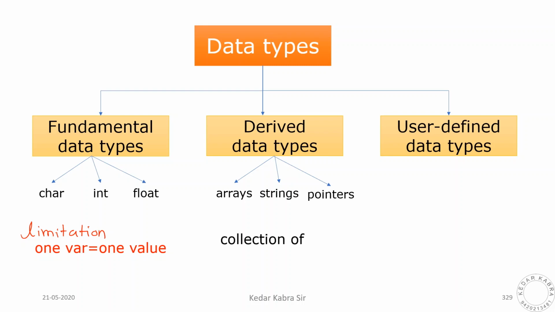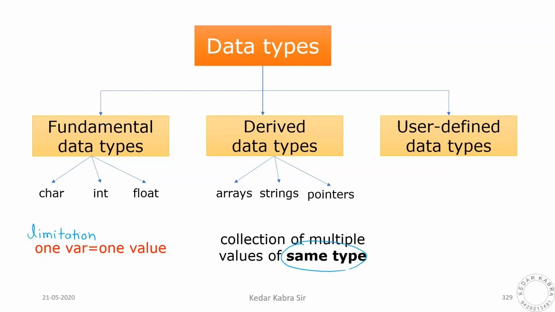Array is collection of multiple values of same data type. But again, array has one main limitation here. It can store values of same type only. That means suppose we have declared an array of 10 integers, then we can store only integer values, 10 integer values in this array. We cannot store 2 characters, 4 integers and 4 float values like that.